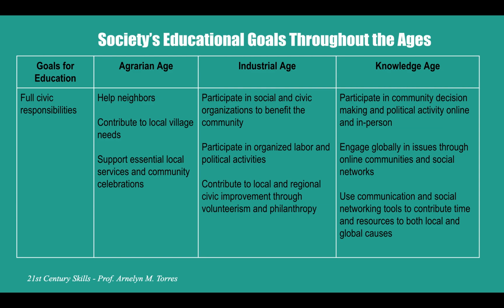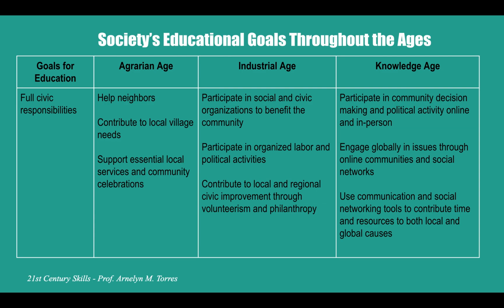And for the knowledge age, you are expected to participate in community decision making and political activity, but this time it can be online and in person. Community decision, like for example, what we are experiencing right now, the community decision would be to respect the decision of the government to follow their instruction for social distancing, to follow the instruction for checking self for a certain illness. And political activity would mean exercising again your right as a citizen by voting.